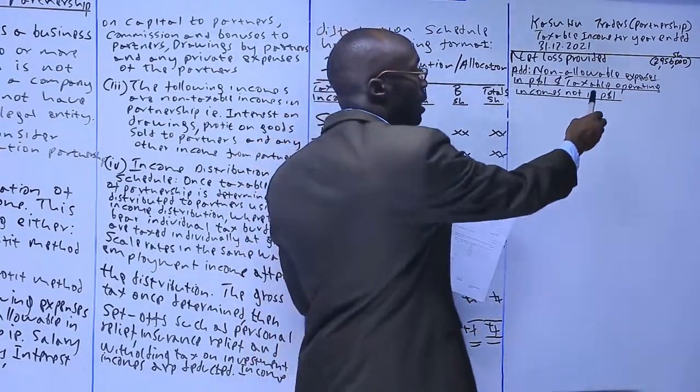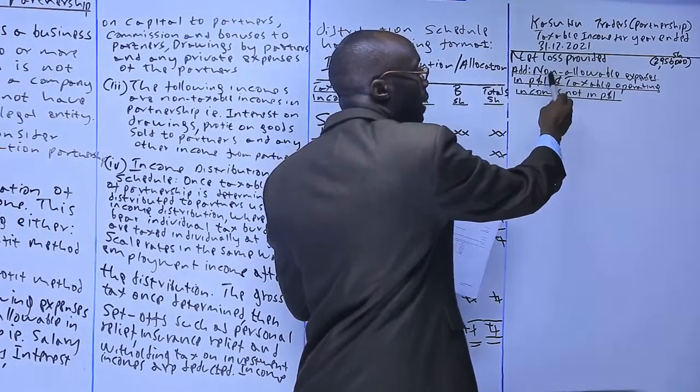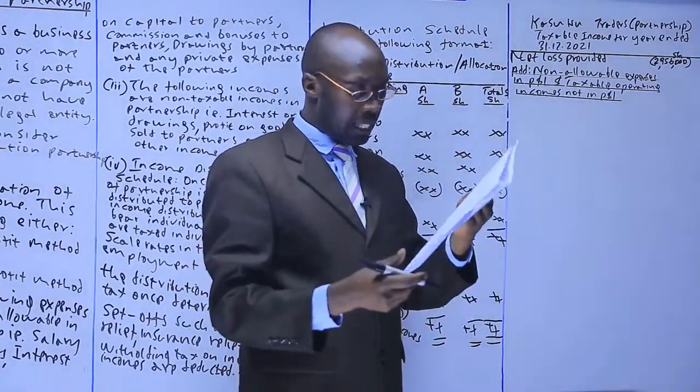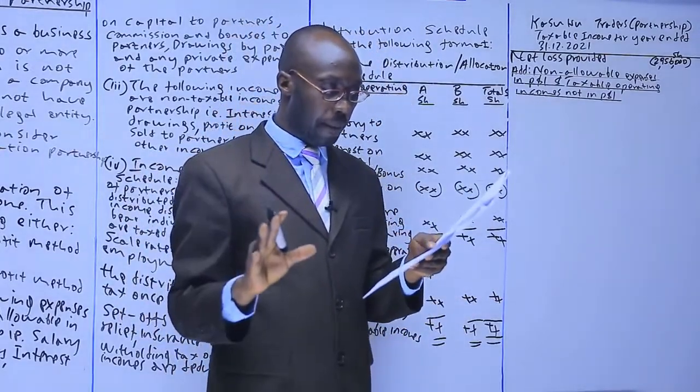Before we go to the last one, I'll show you where we find it, because that one, as you can see, is not in the P&L. So we finish with this first one, as we had illustrated earlier on. Let us start with the expenses. We just follow the ones that are in the P&L.